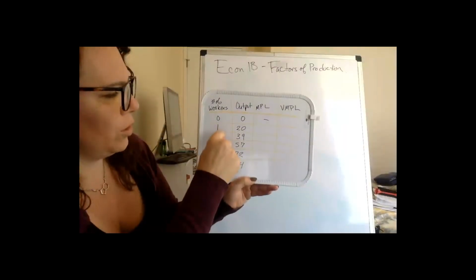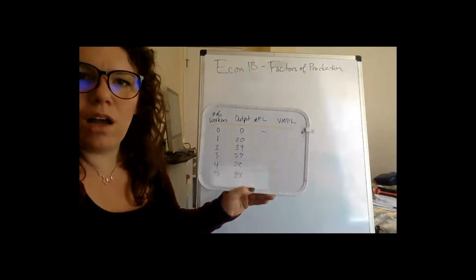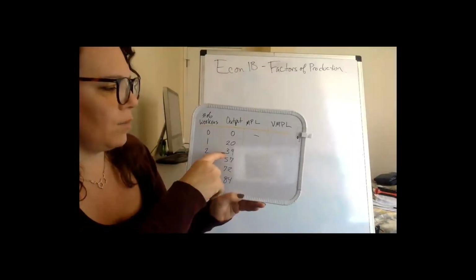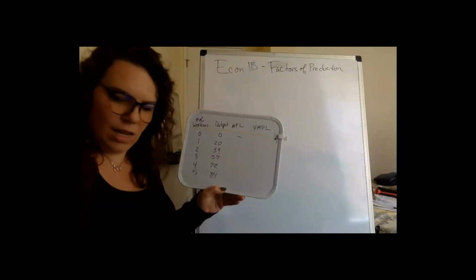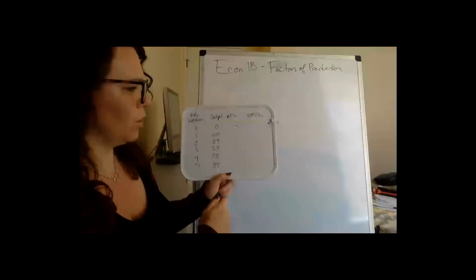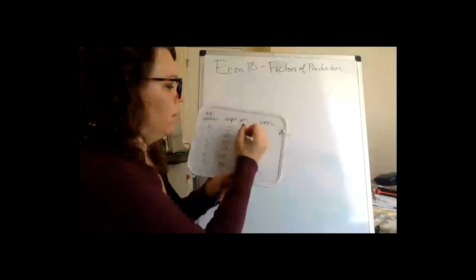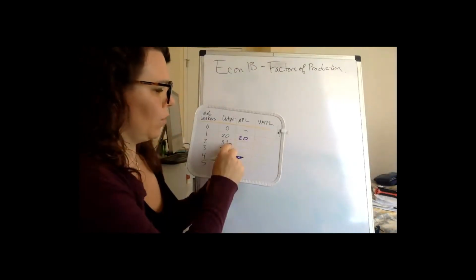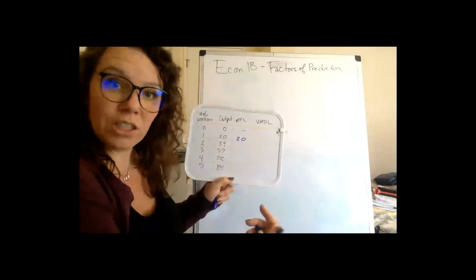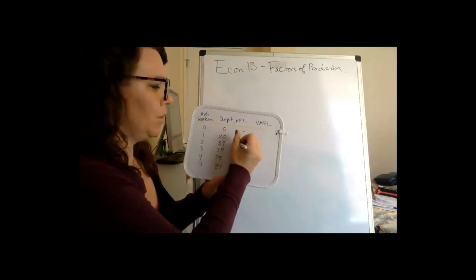So you have the number of workers. As the number of workers go up, the number of coffee mugs produced goes up. The first worker produces 20 units. The second worker, we get to a total of 39. And so right away, we can start calculating the marginal product of labor. The first worker takes us from 0 to 20, so that marginal product of labor is an additional 20 units. The second worker takes us from 20 to 39, so the second worker produces additional marginal output of 19 units.